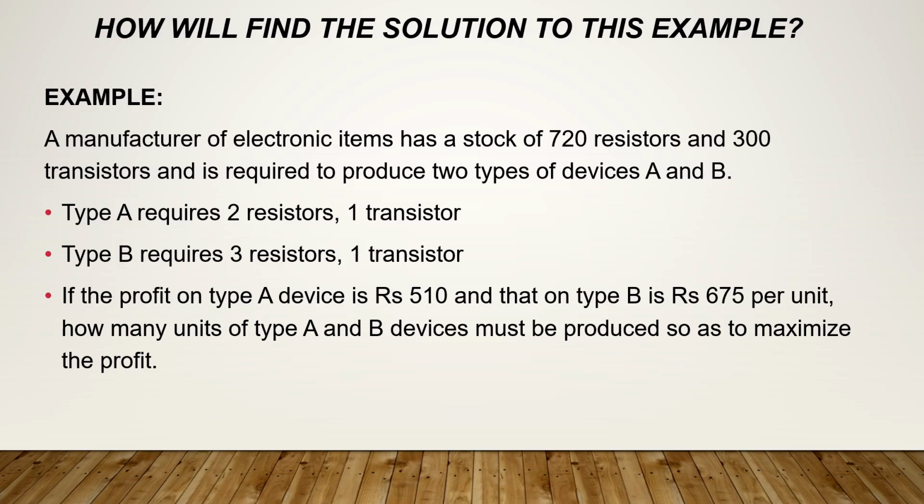You want to know how many units of type A and B must be produced so as to maximize the profit. Remember this thing. So here you need to maximize the profit. So linear programming problem actually deals with optimizing something, whether it is maximizing profit, minimizing cost, and so on.